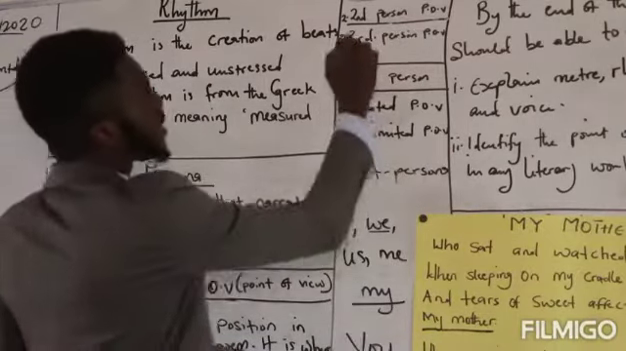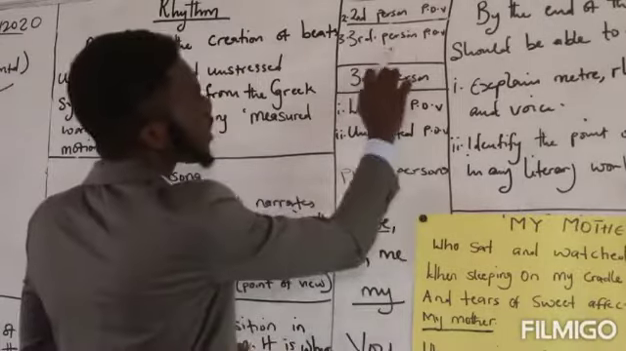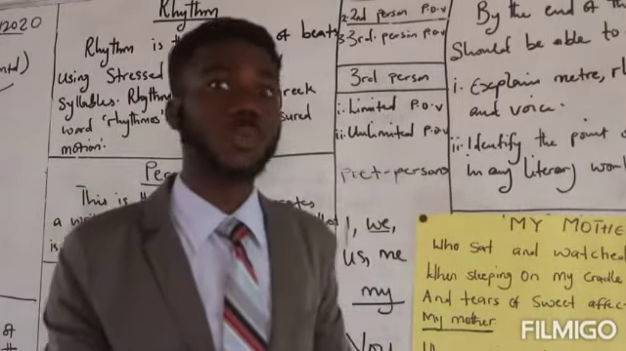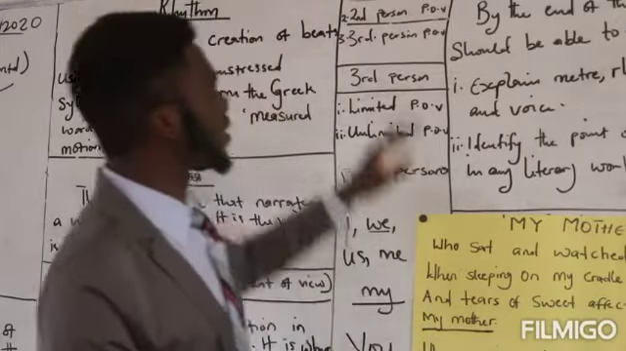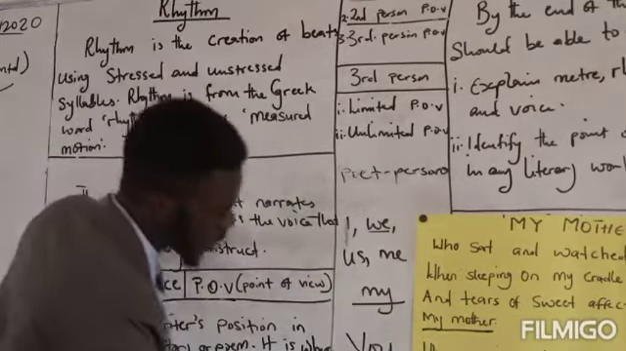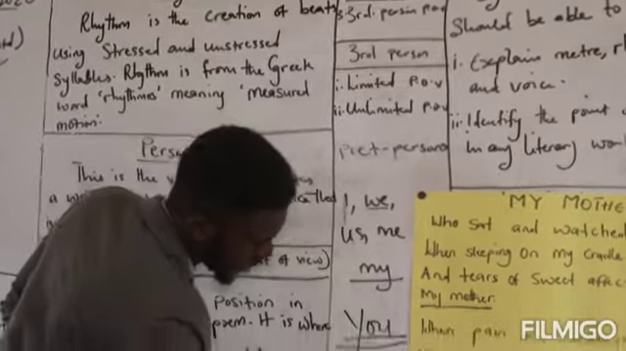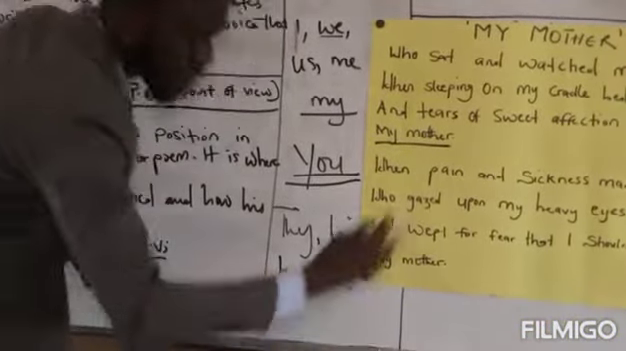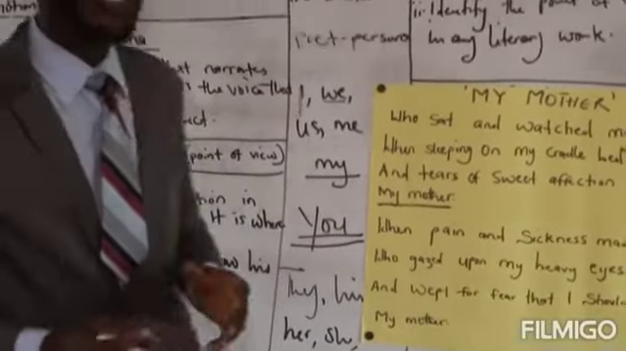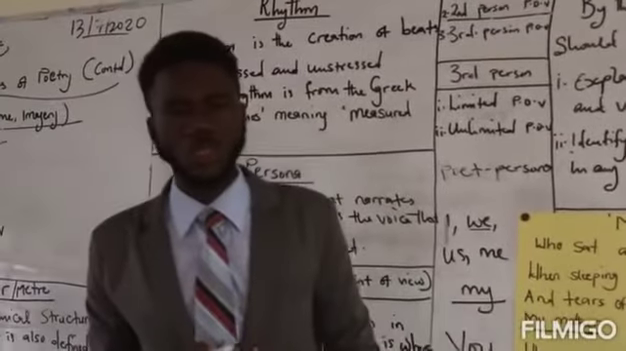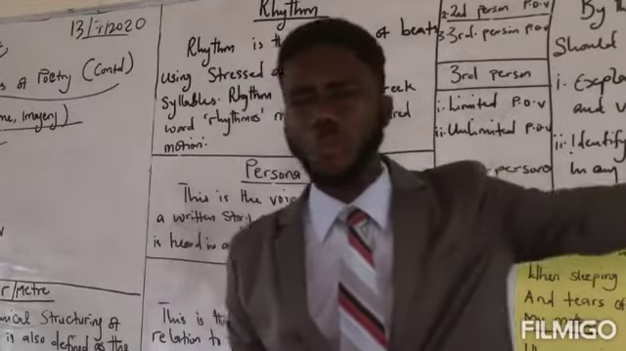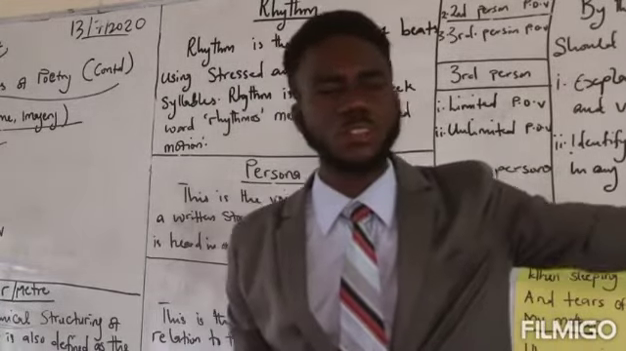Alright, the third one is the third person point of view. This is where the writer makes use of the third person pronoun. And what are these third person pronouns? Third person pronouns include words like they, him, her, she, and others. What it means is that the writer is not included. He's not talking about himself. And the writer is not talking about you. The writer is talking about a group of persons, a different group.